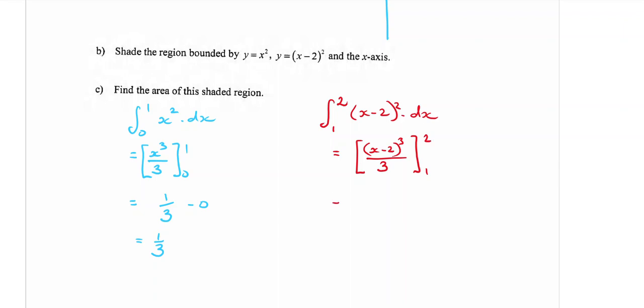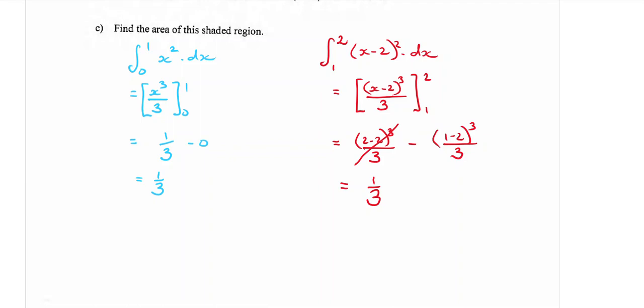Subbing in, I get (2 minus 2) cubed over 3. That's just 0. Minus, sub in 1: (1 minus 2) cubed over 3. So because this is 0, 1 minus 2 is minus 1. Cubed is still minus. But because this is negative and that is negative, it becomes a positive 1/3.